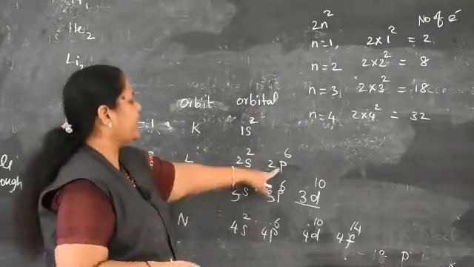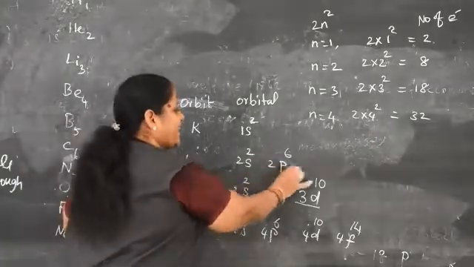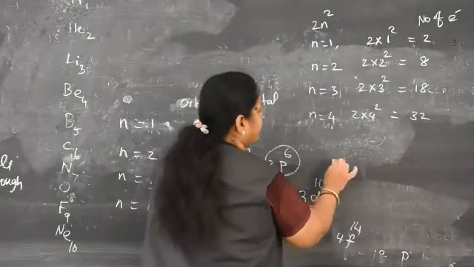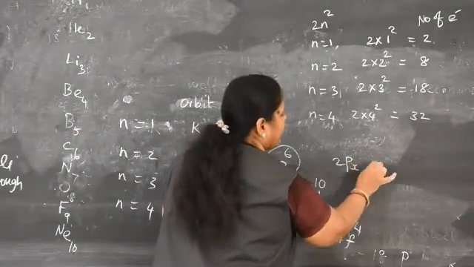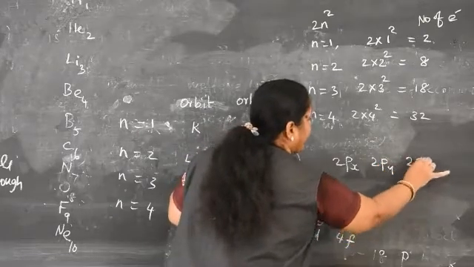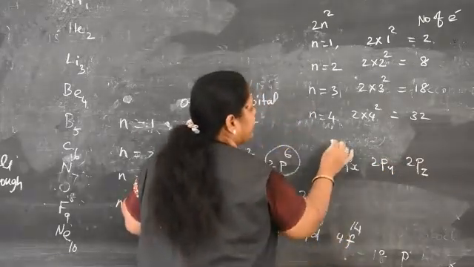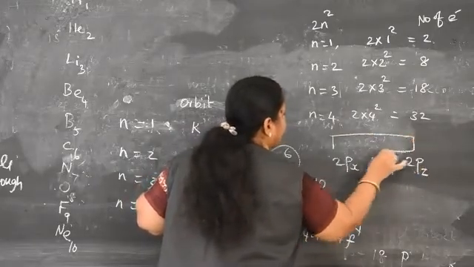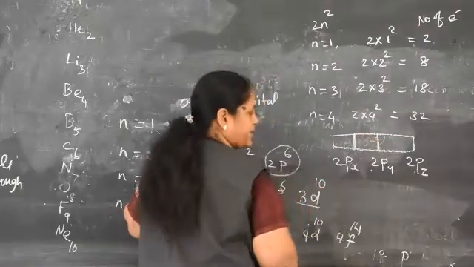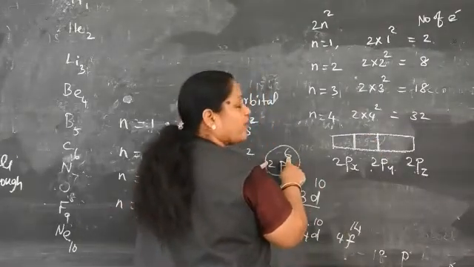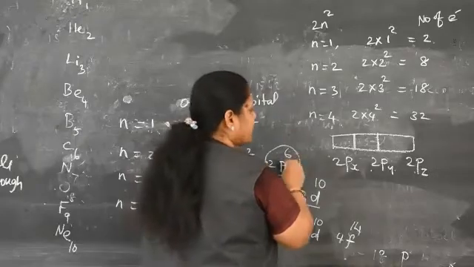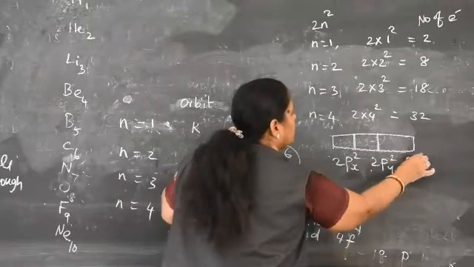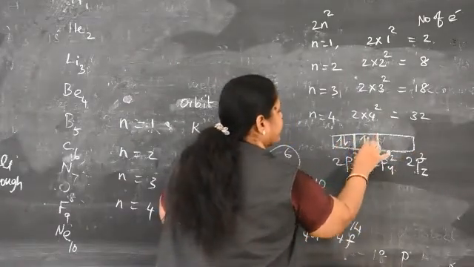Okay, so here the p orbitals can be divided into 2px, 2py, 2pz. This can be represented by a diagram. How many orbitals? 3 orbitals. So this can be represented like this. For 2p, total number of electrons is 6. Each orbital carries how many electrons? 2. So this can be represented like this.